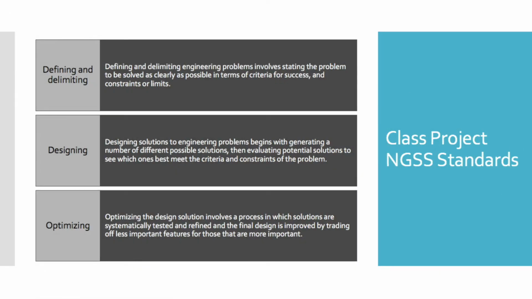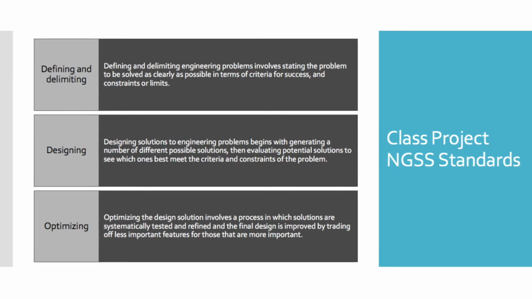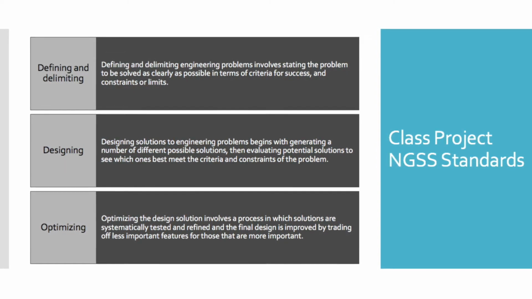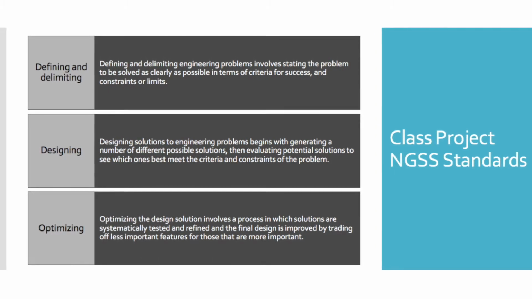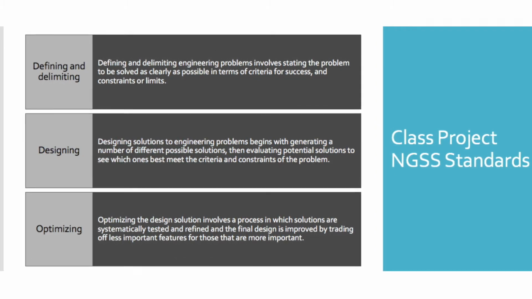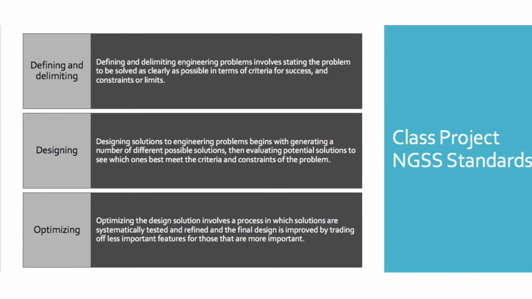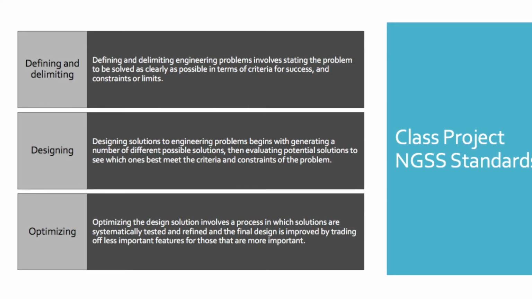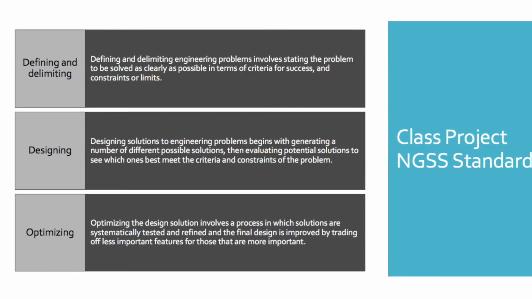Our class engineering project follows three of the main engineering design process standards: defining and delimiting, designing, and optimizing. Students are defining engineering problems that need solutions. Then they design their solutions to the problems by generating a number of different possible solutions. They then evaluate the outcomes and see what works best.